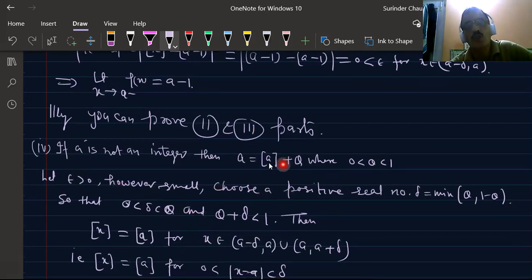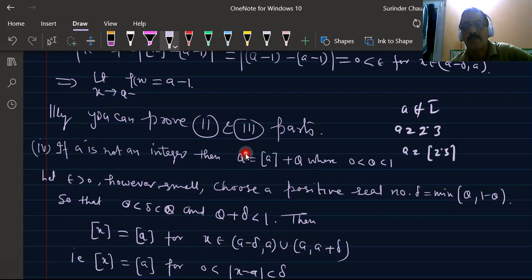Now the third part, when a is not an integer. If a is not an integer, then we write a in terms of its integer and decimal part: a is equal to the greatest integer less than or equal to a, plus theta. Suppose a does not belong to the integers, say a is equal to 2.3. Therefore a is equal to 2 plus 0.3. So a is equal to the greatest integer of a plus theta.